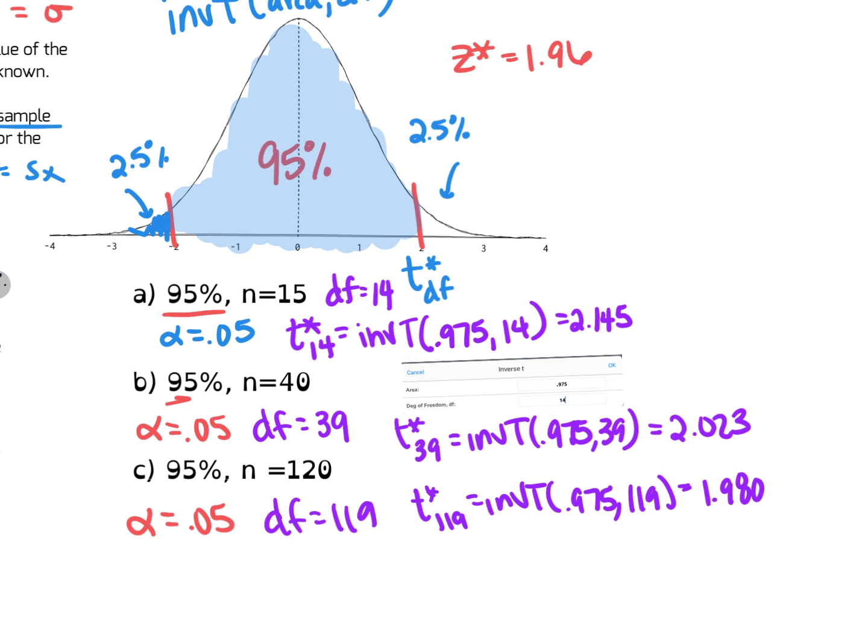As a matter of fact, as you get larger and larger, for instance, if you would do 1,000 degrees of freedom, you're going to see that this value for T star is going to be very close to Z star. And that's because as the sample size increases, the degrees of freedom increase. And as the degrees of freedom increase, this distribution becomes more and more normal. More and more normal means that it's going to approach its actual value of Z star.